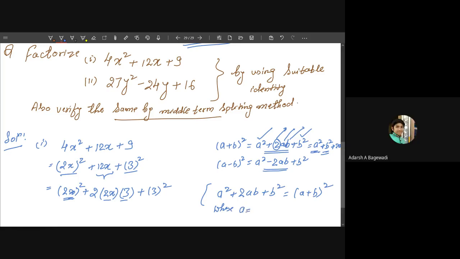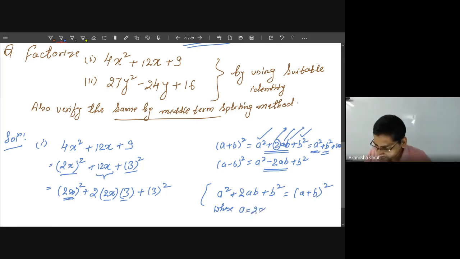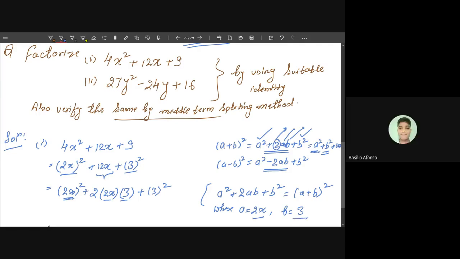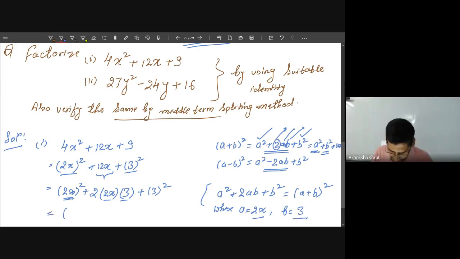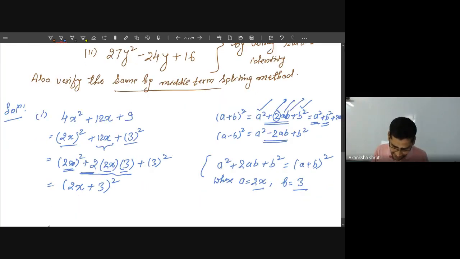Here a is our 2x, and what is b here? It is our 3. So we have to write this as (2x plus 3) whole square. Students, why plus? Why not minus? It has been decided by the plus 2ab term. Since it is plus 2ab, between a plus b and a minus b we have to choose a plus b. So this way we can write this as the answer.